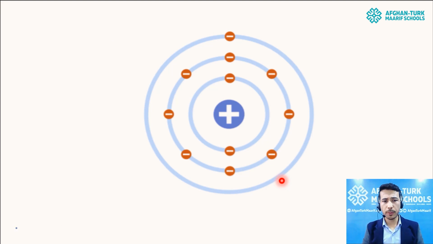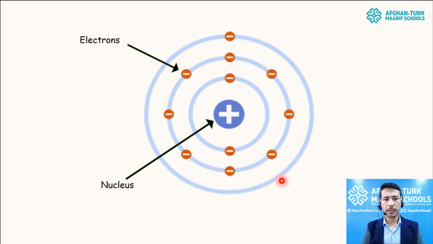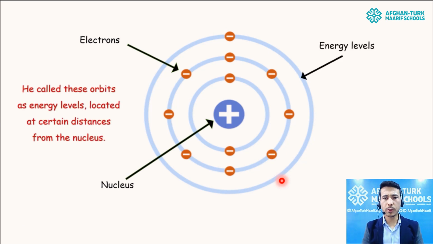This is Niels Bohr's atomic model. Electrons, nucleus, and this is what? Energy level. What did we call this? Orbits in Rutherford's atomic model, but Niels Bohr called it an energy level because these orbits had fixed energies. For example, if one electron is revolving in the first orbit, it has a specific energy.